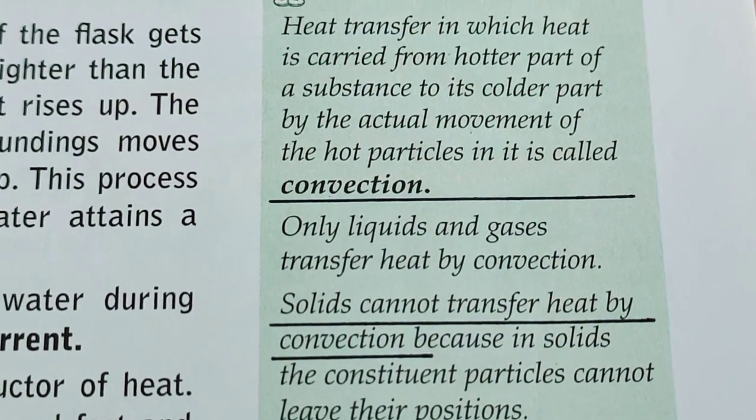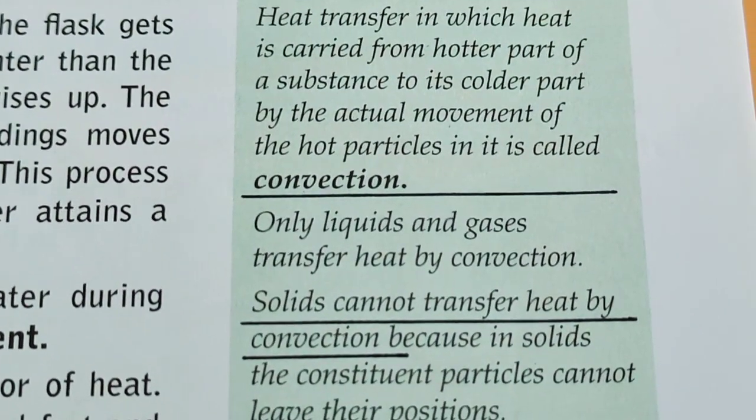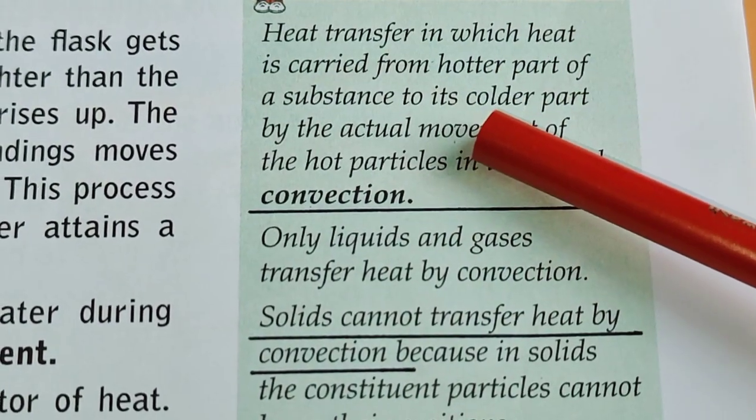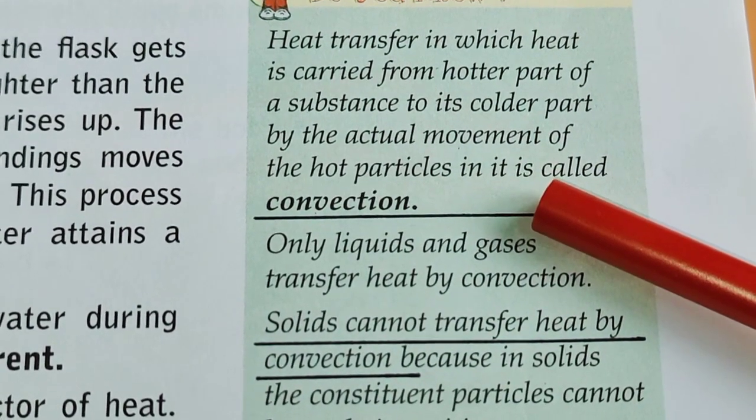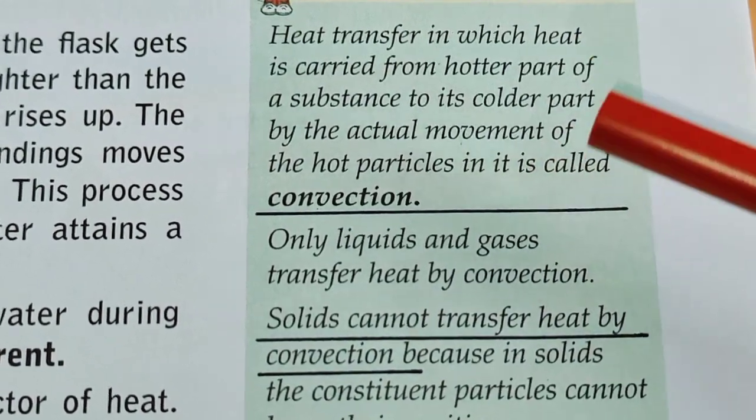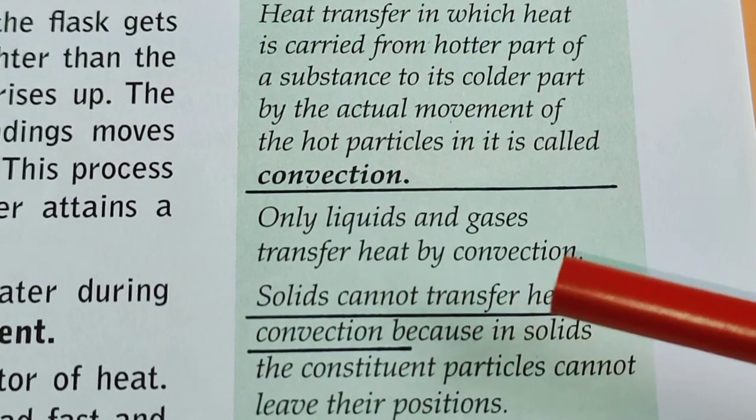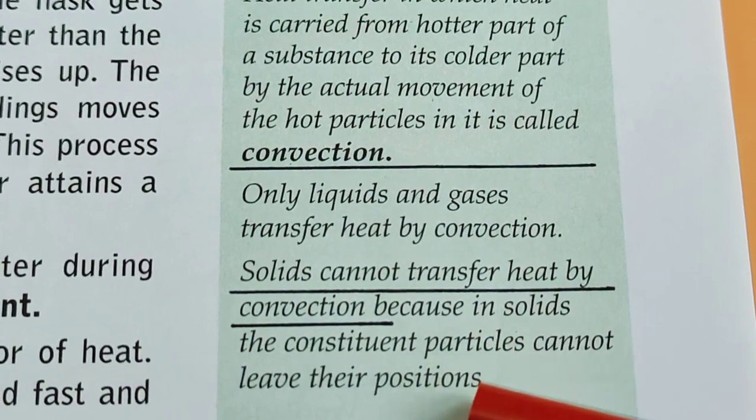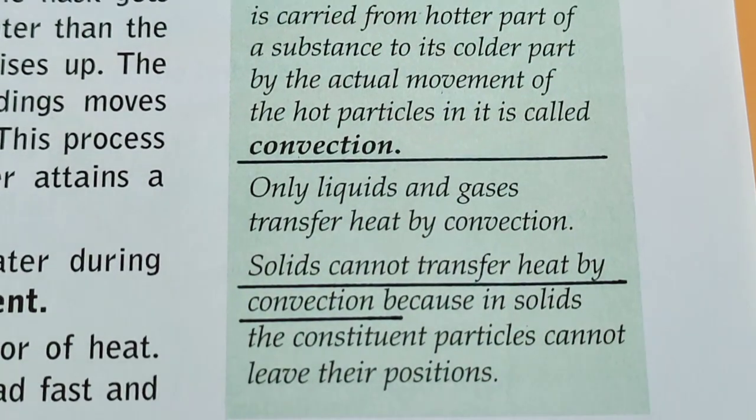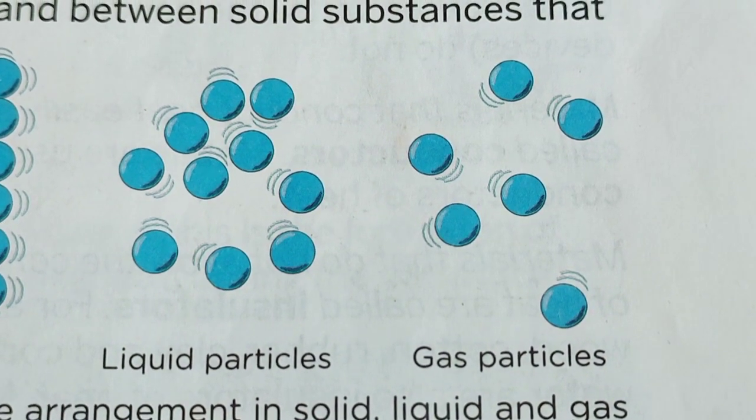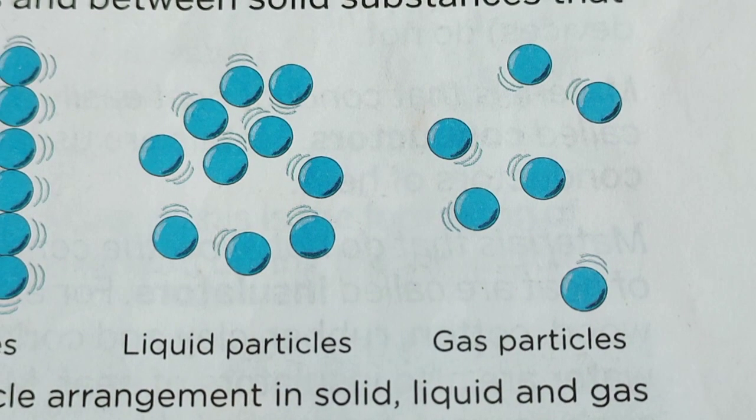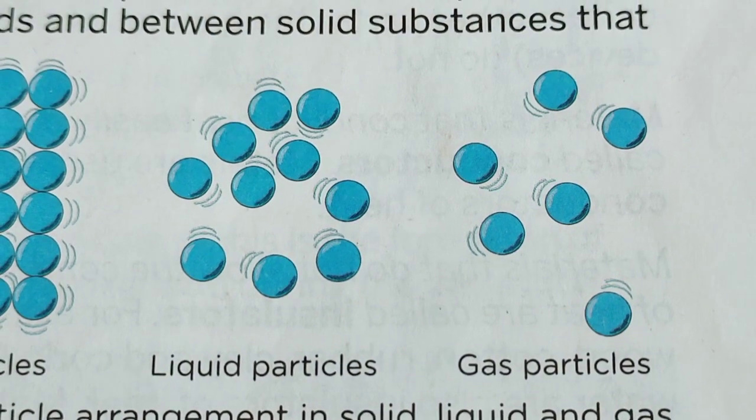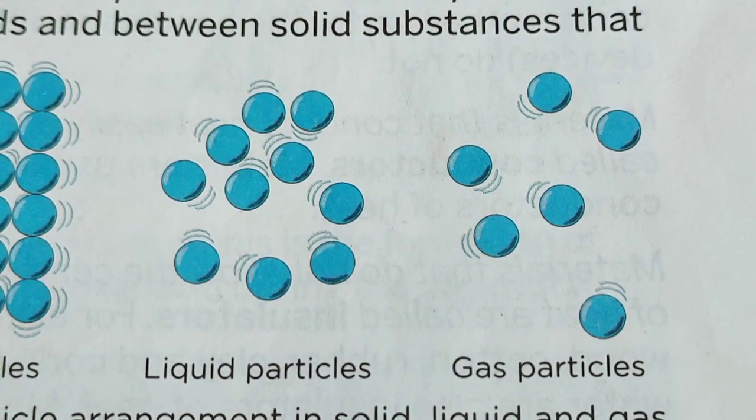So now we can define convection in the following way. Heat transfer in which heat is carried from hotter part of a substance to its colder part by the actual movement of the hot particles is called convection. So only liquids and gases transfer heat by convection. Solids cannot transfer heat by this process because in solids the constituent particles cannot leave their place. But in liquids and gases, particles have much intermolecular space, so they can move from their place. As soon they absorb heat, they start moving away from each other.